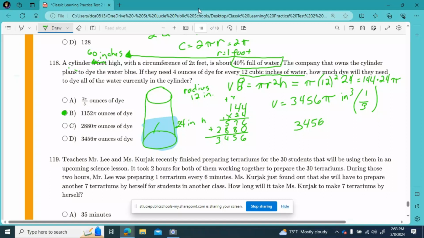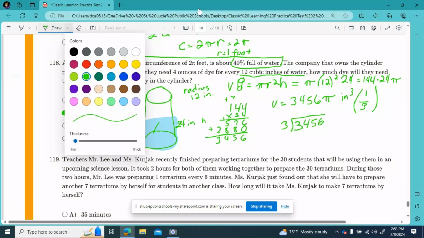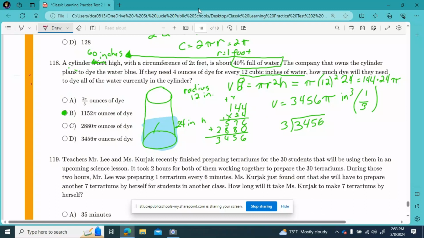3,456 divided by 3. I know that 3 goes into 3 one time. 3 times 1 is 3. Bring down the 4. 3 goes into 4 one time.